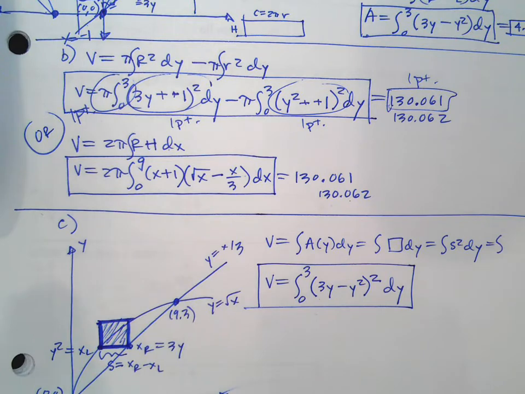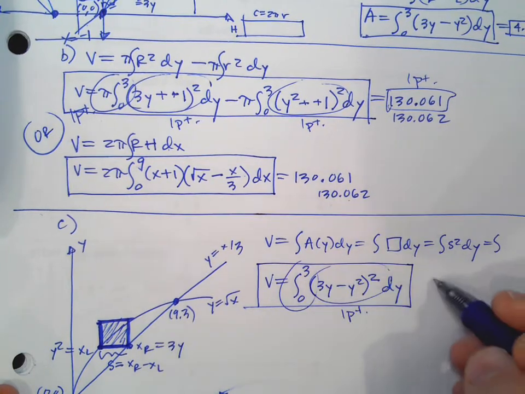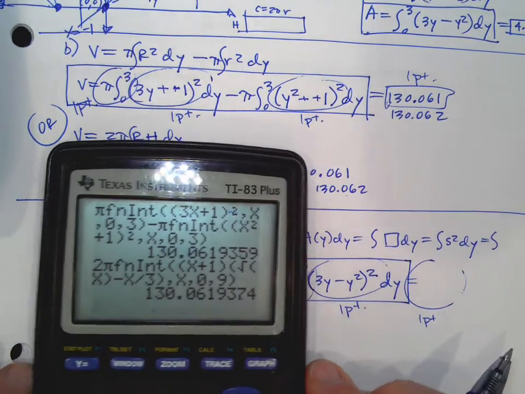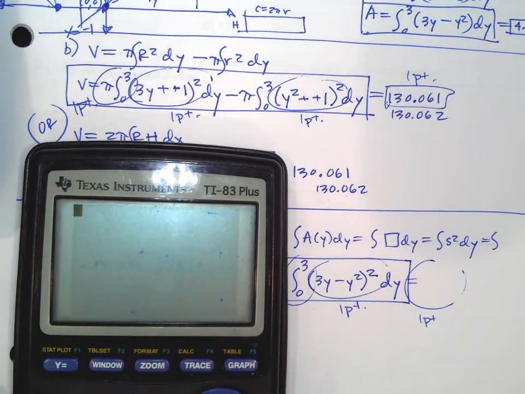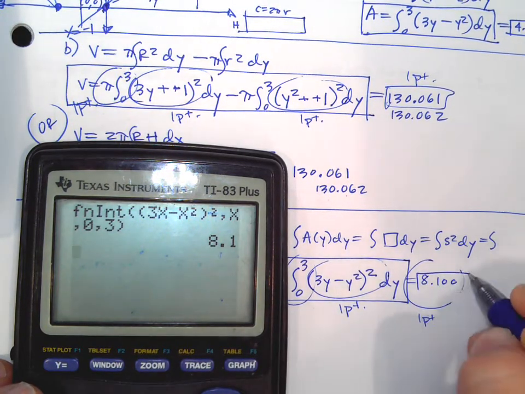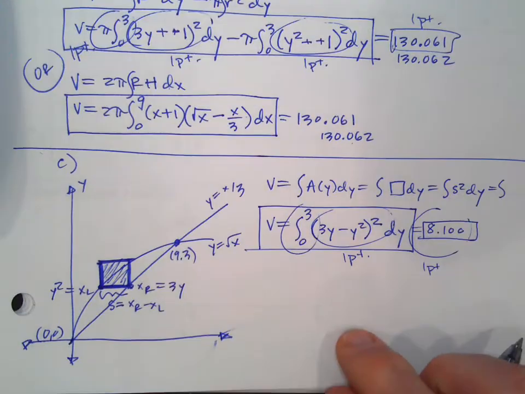So the points on this, by the way, this is 2 points. It was 1 point, I think, for what was inside here, and then 1 point for the limits and the answer. So the answer, we do math 9, parentheses, 3x minus x squared, close, squared, comma x, comma 0, comma 3, and we get 8.100. 3 decimal accurate.